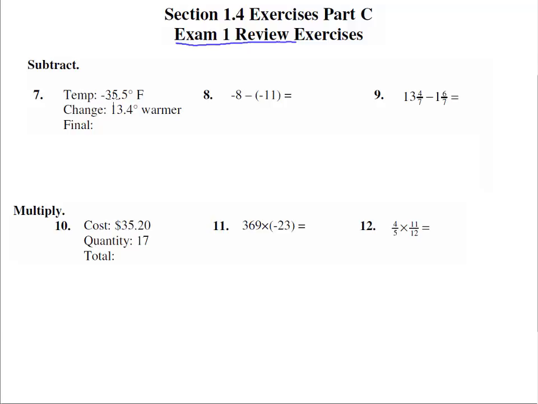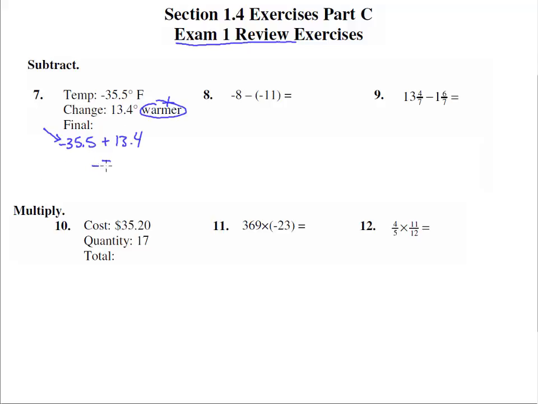Temperature, negative 35.5 degrees Fahrenheit, and then it says 13.4 degrees warmer. This is a plus sign. So we've got negative 35.5 plus 13.4. Why is this in the subtraction section? Because these two are opposite signs, which means we need to do subtract between the two of them. But this guy is stronger, so he's going to win. Our eventual answer will be negative.